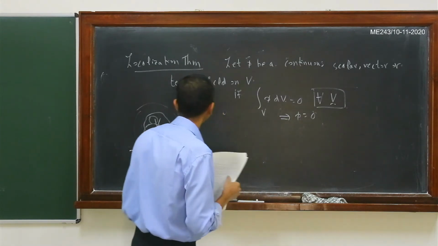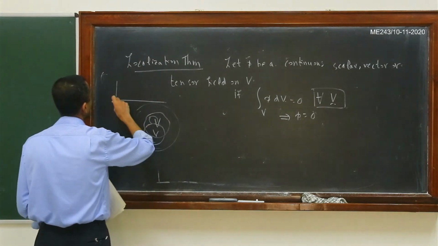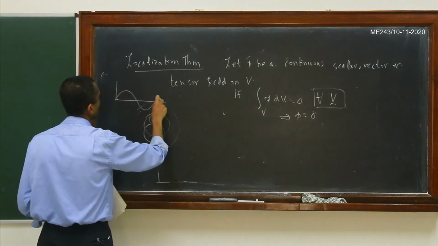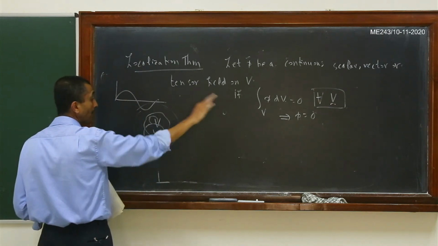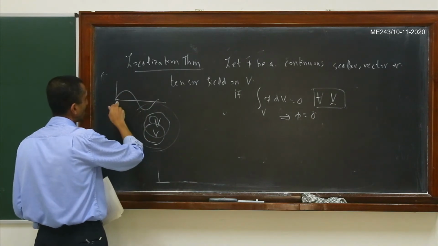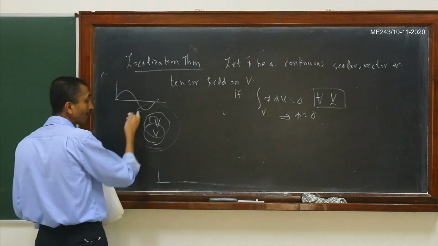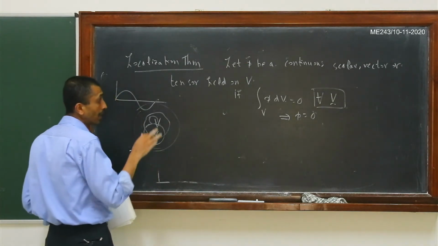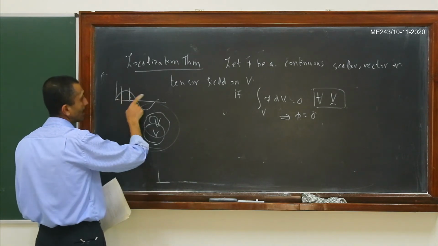Just to give an analogy with the 1D case, this result will definitely not hold for one specific choice of V. For example, the sine function: if you integrate it from 0 to 2 pi, then the integral is 0, but the sine function itself is not 0. So here, what is important is that it is 0 for all V.